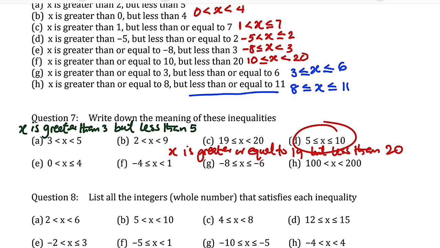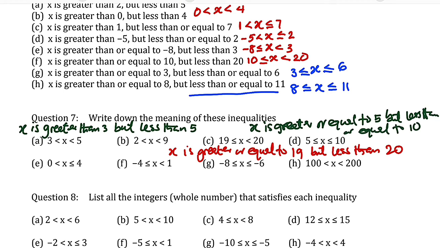But what about this one? X is greater than or equal to 5 but less than or equal to 10. That's how to write it. I think I will skip some of this. You can write this one. X is greater than 0 but less than or equal to 4.